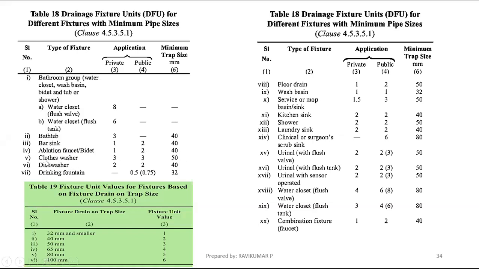Cloth washer. Cloth washer means washing machine only. For the washing machine, if you are using it in the house, 3, for the public also 3 only. Outlet will be 50 mm.